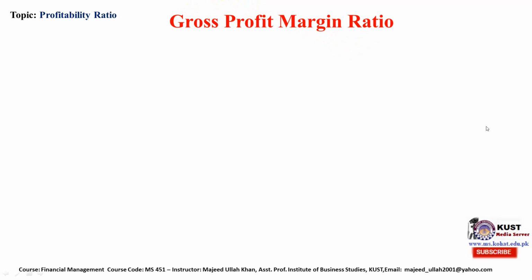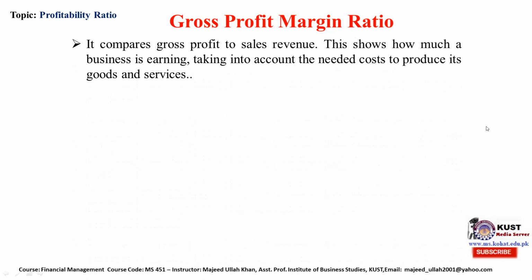Now we will first discuss margin ratios. The first ratio in margin ratios is the gross profit ratio. Gross profit is calculated by deducting cost of goods sold from the sales. Sales minus COGS becomes what? GP, gross profit.